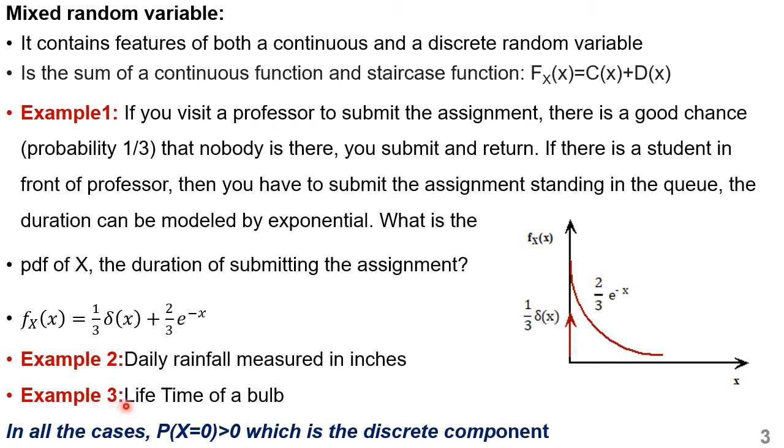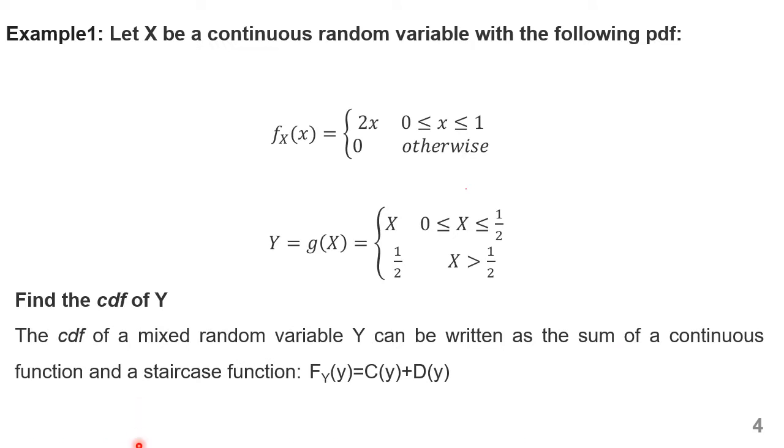Example number 3, lifetime of a bulb. Go to a shop, purchase a bulb, come back and put it in the socket. It may not work at all. In such cases, P of x equal to 0 is greater than 0, which can be modeled as a discrete component, discrete function. And if the bought bulb is healthy, then it may light the room for a certain period of time, which can be modeled as a continuous function.